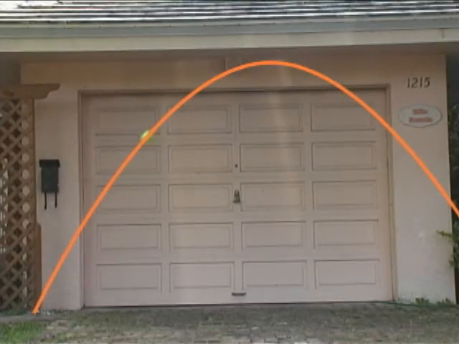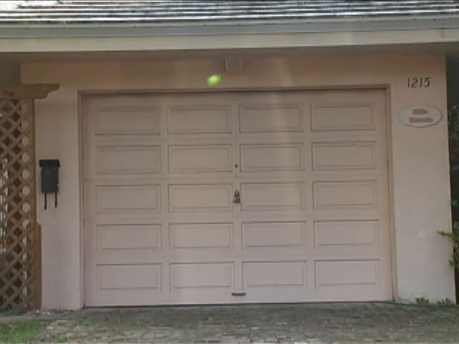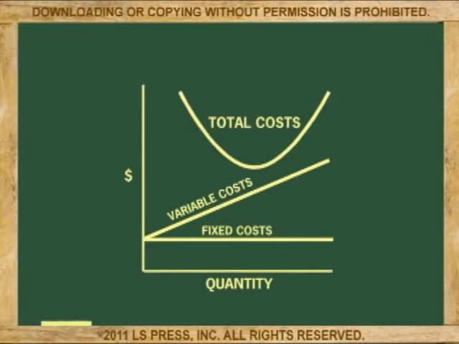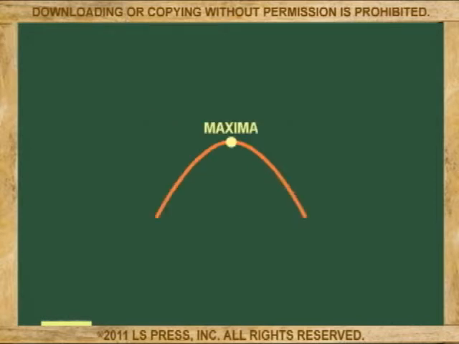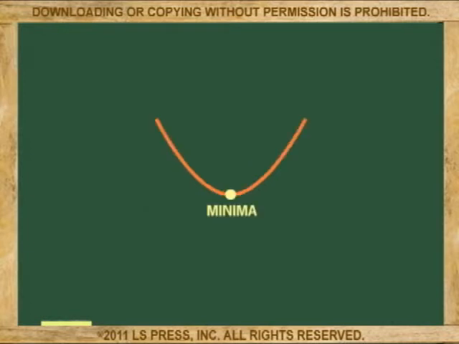Besides an object in flight, many conditions show parabolic behavior. For example, in economics, the total cost curve is a parabola that comes down and turns up. Therefore, an important part of the parabola is the point at which it turns, and that point is called the vertex. When the vertex points up, we call it the point of maxima. And when the vertex points down, we call it the point of minima.